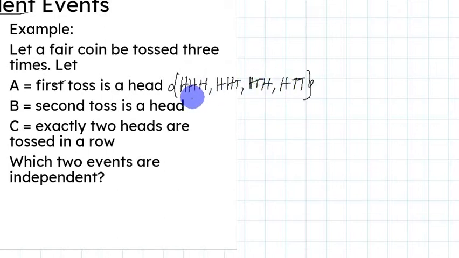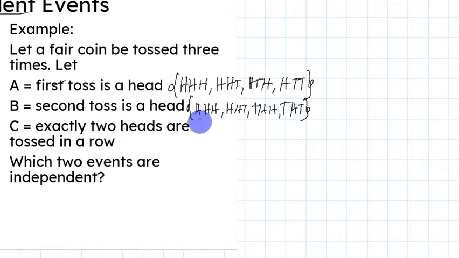If the second toss is a head, then the possible outcomes would be, of course, you still have all 3 heads. And you still also have this one, head, head, tail. Then you can also have your tail, head, head, and your tail, head, tail.